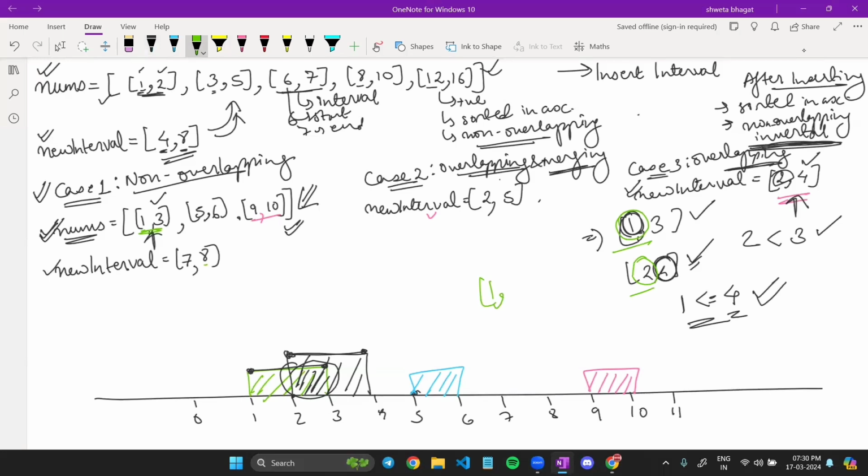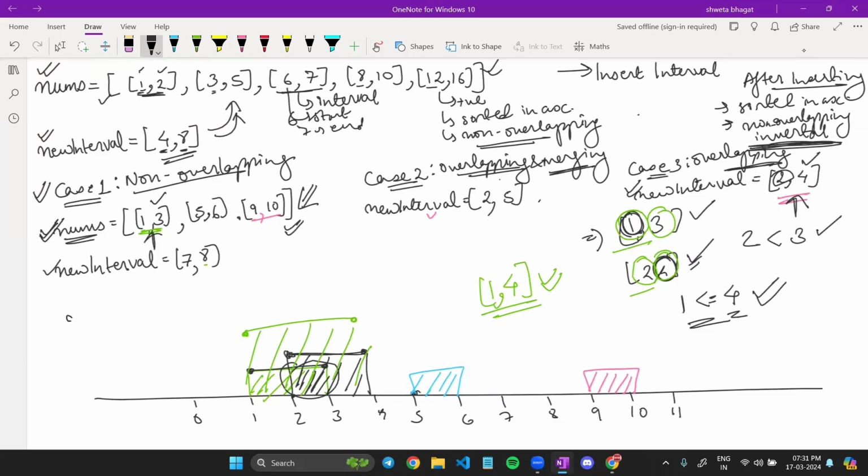And for taking the end of the interval, we take the max of this 3 and 4. So what would be the max of 3 and 4? The max of 3 and 4 would be 4. So what is our new interval? Our new interval is 1, 4. We can also see that here we have 1 and here we have 4. So you can clearly see that we have covered all the elements of both the intervals, correct? So this would be our new interval.